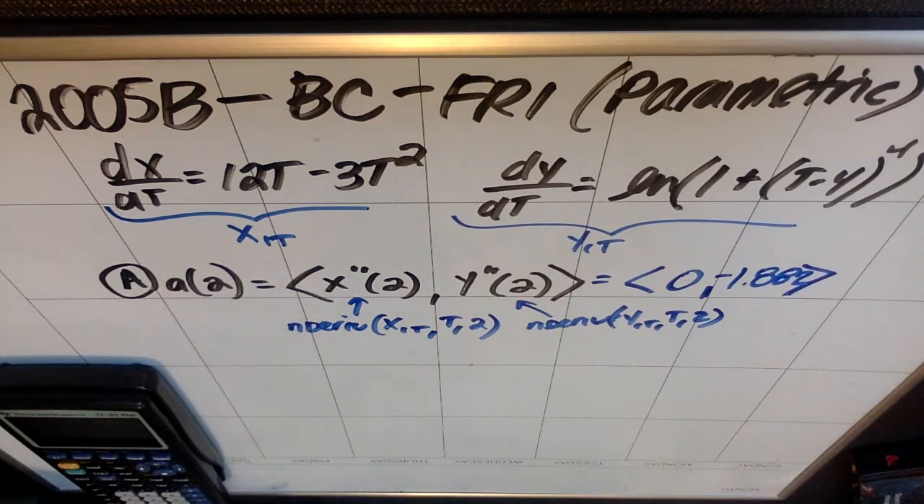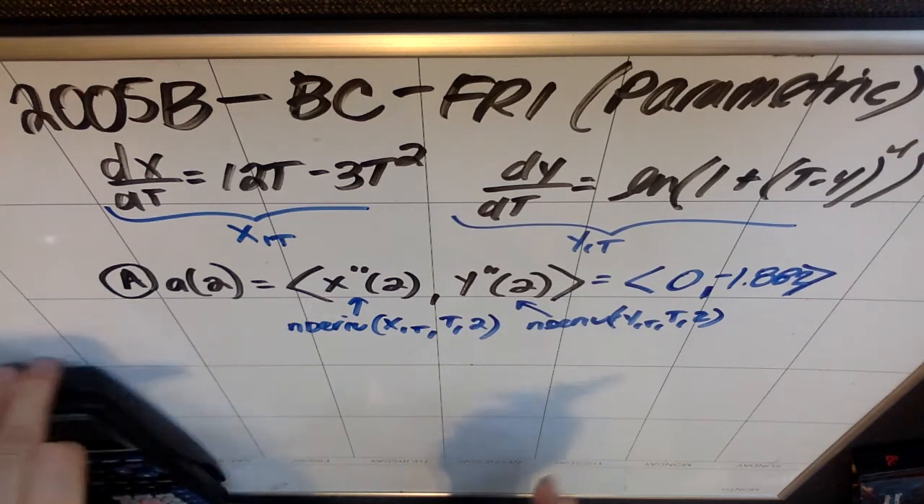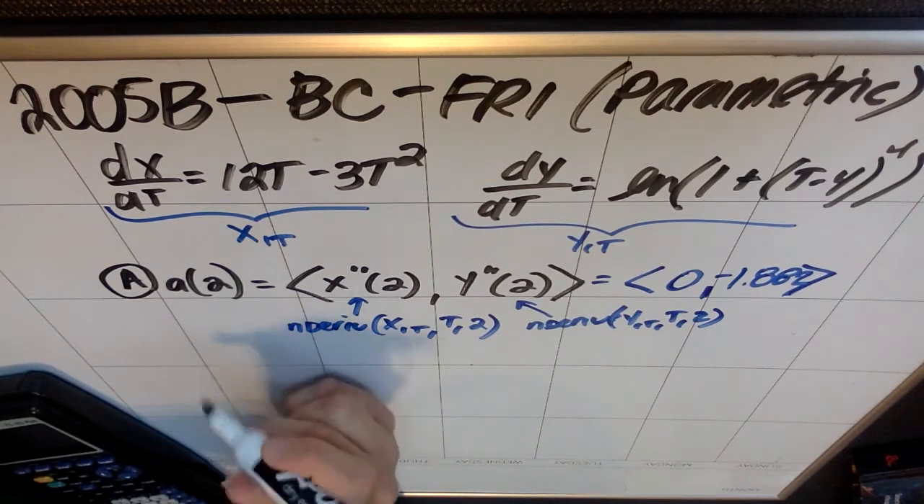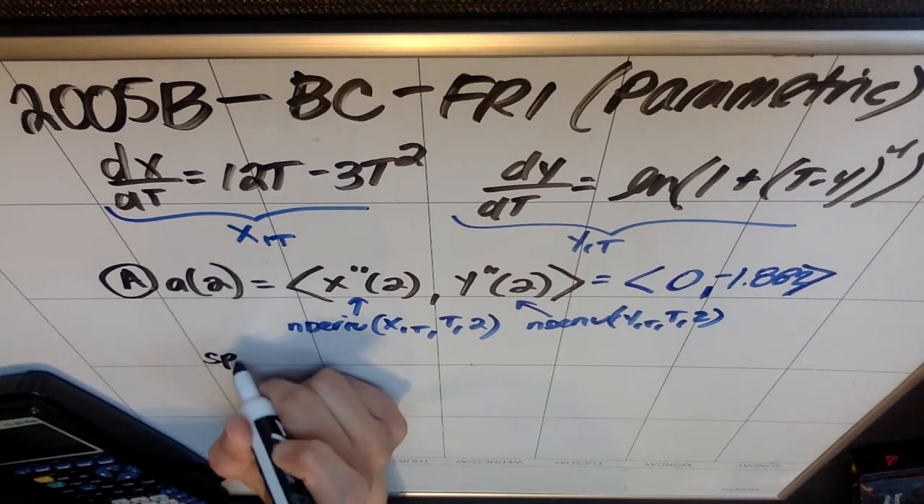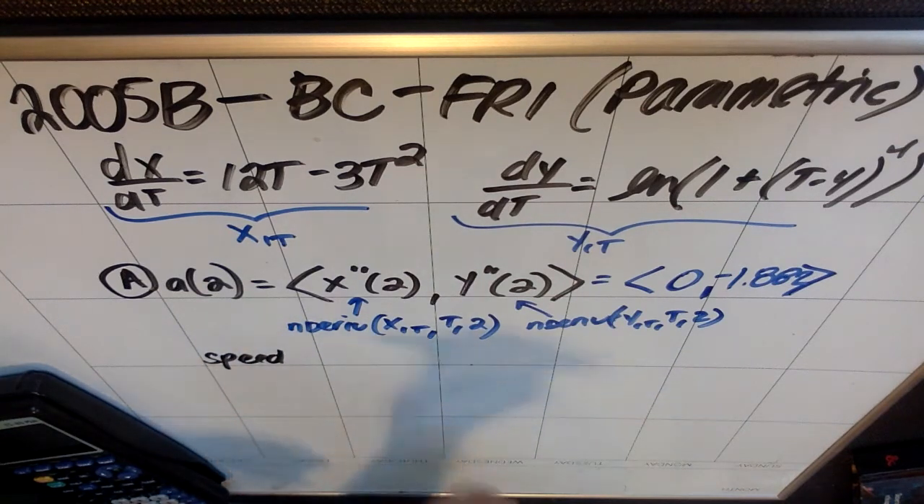Keep in mind that this question had 2 prompts, and a lot of us sometimes forget to do the other one. So I've got my a of 2, right? Great. My second prompt was, what is the speed at 2? So again, it's up to you how much you want to use the calculator to do this and how much you just want to do it by hand.